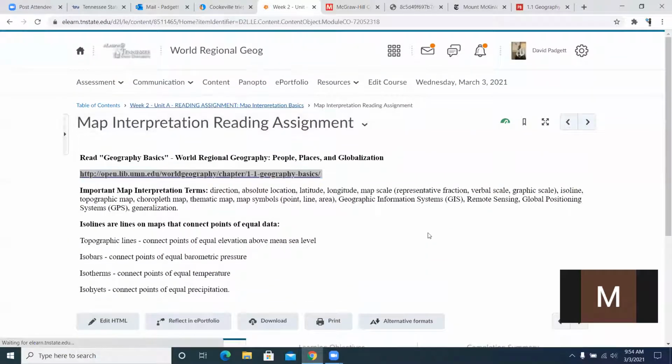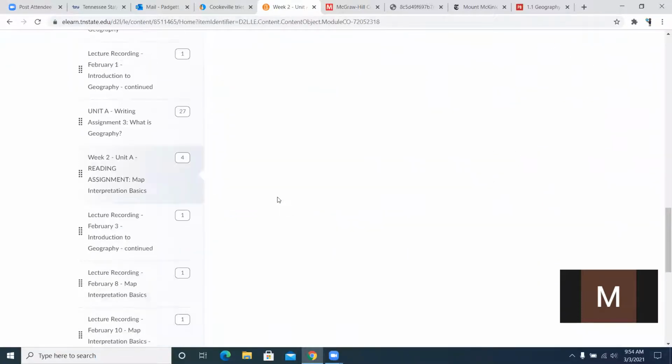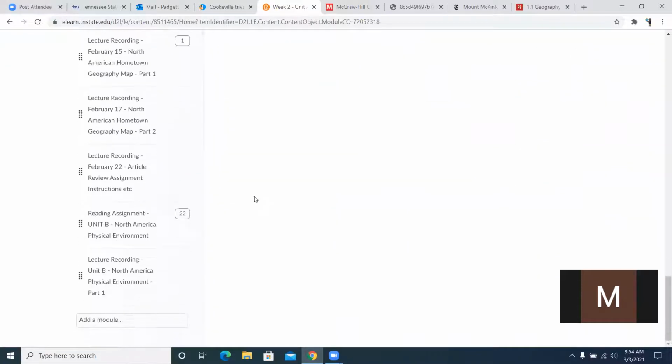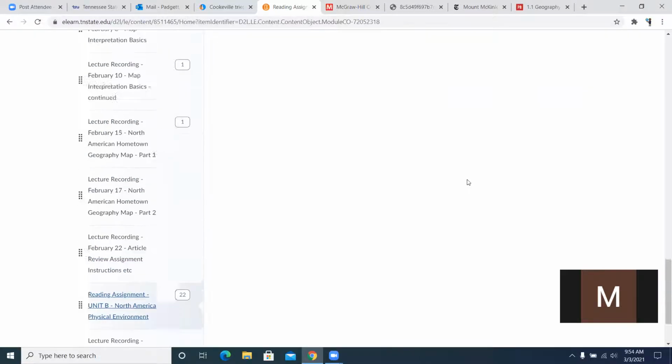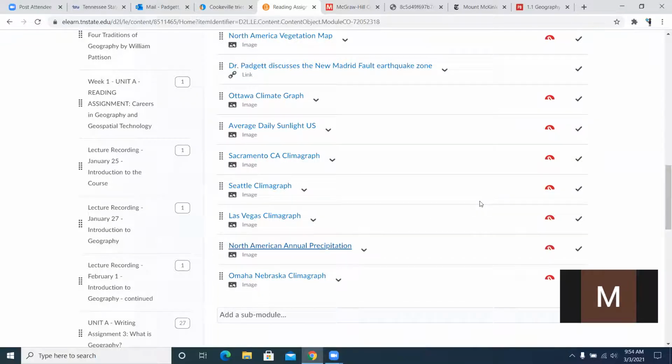Okay, so let's get back into Unit B, physical environment. We looked at the various physical regions. We looked at climate.